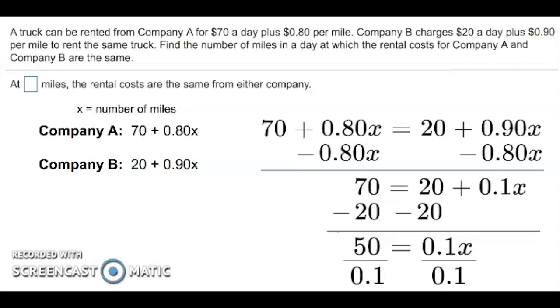Divide both sides by 0.1, and you'll get x is 100. So that means the answer is 100. So at 100 miles, the rental costs are the same from either company.